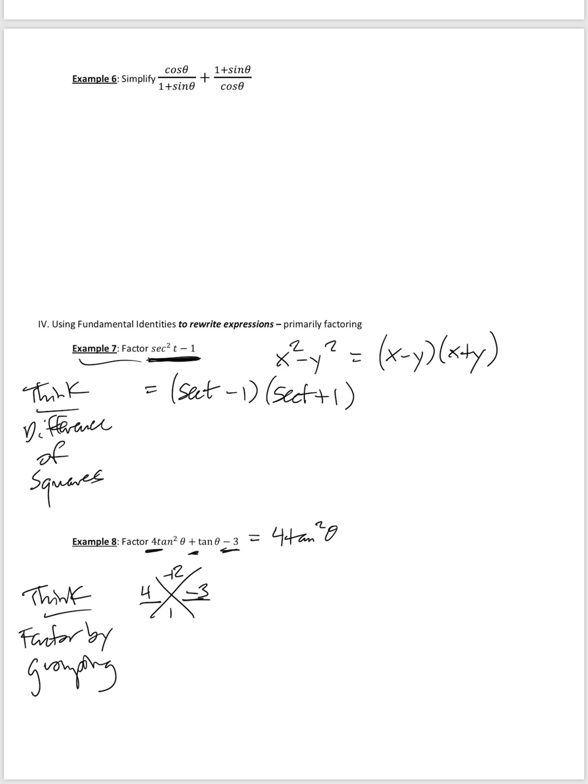This is going to be the same as 4 tangent squared plus 4 tangent minus 3 tangent minus 3. You'll notice that all I did was take this plus 1 tangent, and I used these two numbers I got here from my X to split that term, to rewrite it. 4 tangent minus 3 tangent is still plus 1 tangent. I haven't actually changed any value. But now I can factor something.